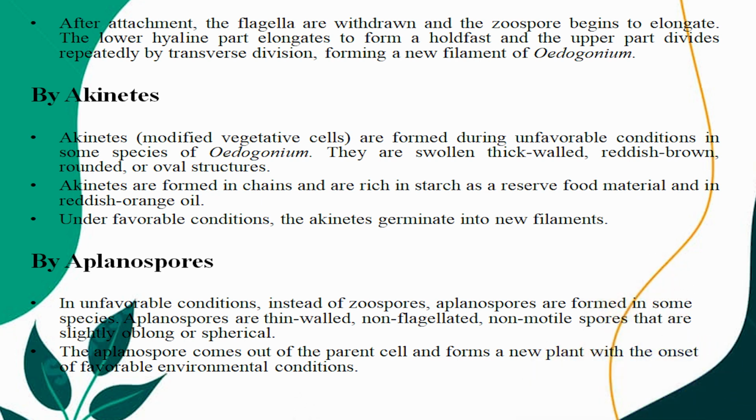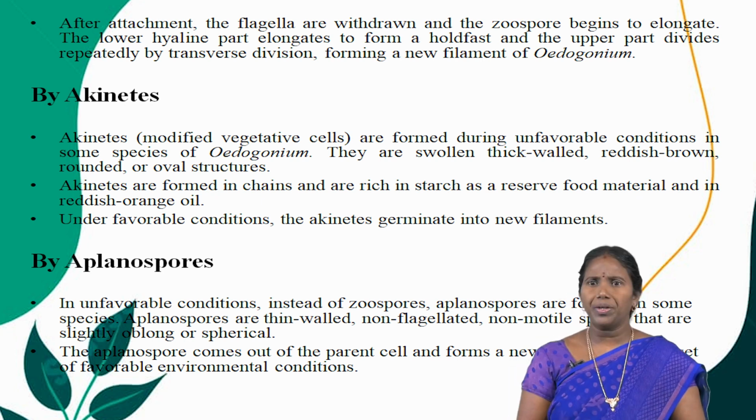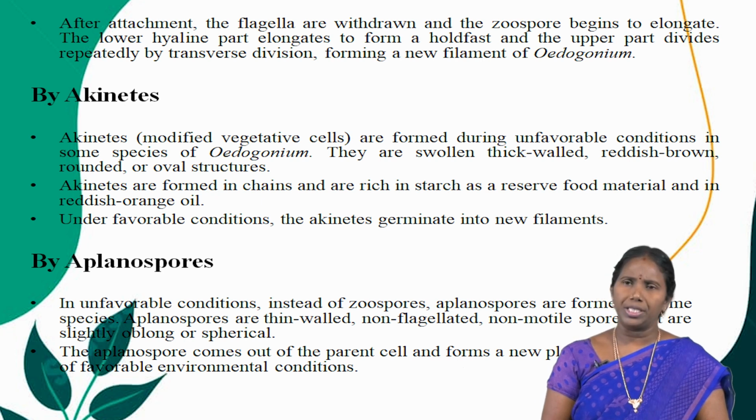Aplanospores are formed in some species. Aplanospores are thin-walled, non-flagellate, non-motile spores that are slightly oblong or spherical. The aplanospore comes out of the parent cell and forms a new plant with the onset of unfavorable environmental conditions.